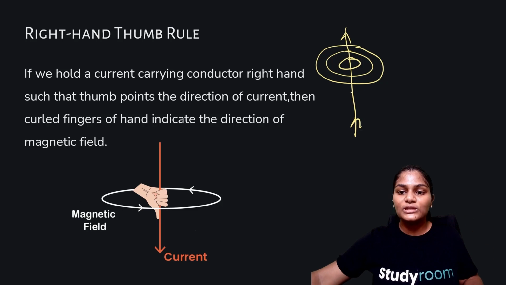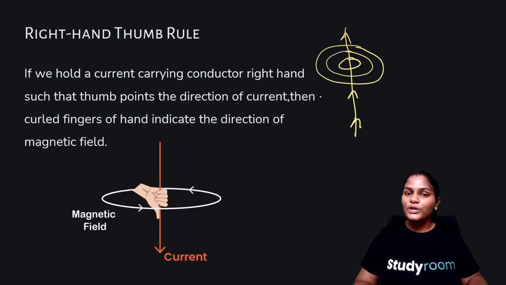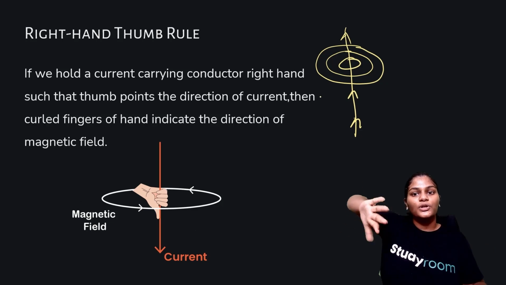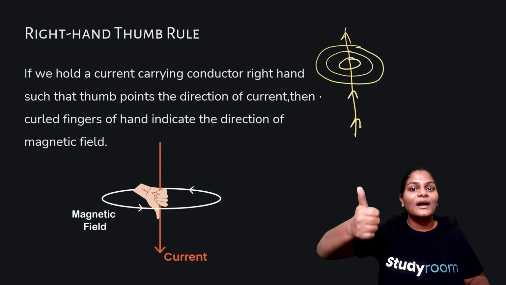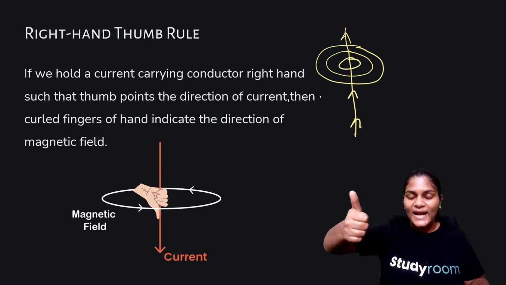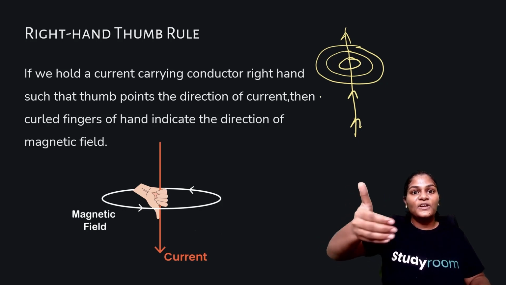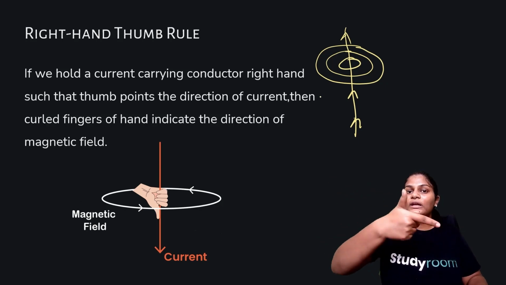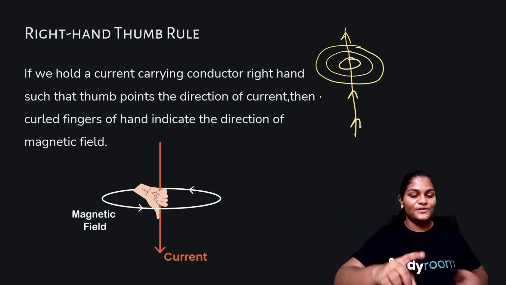Now, imagine you're holding this wire that I have drawn. How would you hold it? Would you hold it like this or would you hold it like this? You would hold it like this because the current is going upwards, right? So which direction are your fingers curling in? Right to left or left to right? Think about it. It is going from right to left.